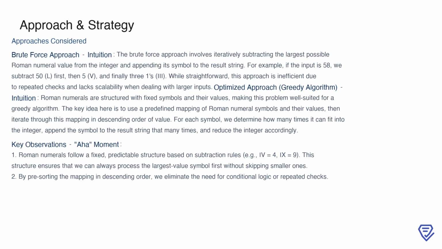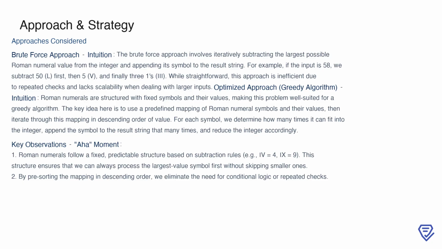To tackle the problem of converting integers to Roman numerals, we first considered a brute force approach. The intuition here is to repeatedly subtract the largest possible Roman numeral value from the given integer while appending its corresponding symbol to the result string. For instance, given the input 58, we start by subtracting 50, which corresponds to L. Then, we subtract 5, corresponding to V, and finally subtract 3 ones, represented as III. While this method is straightforward, it's inefficient for larger inputs due to repeated checks and lacks scalability.